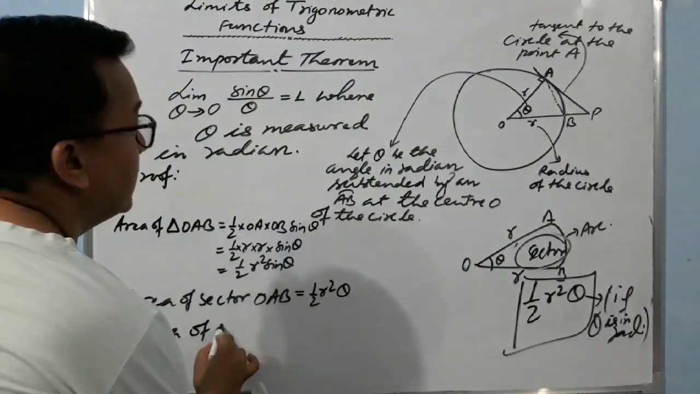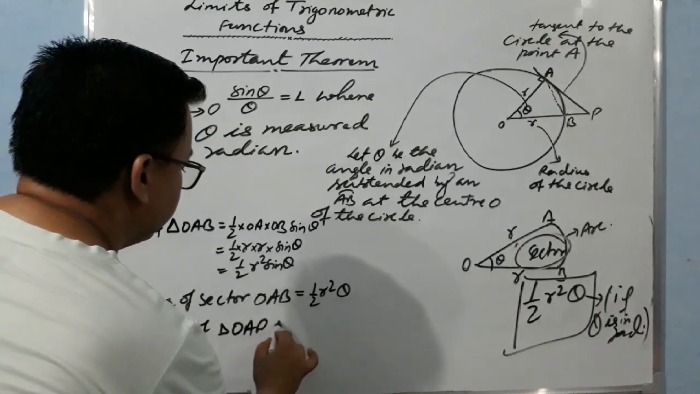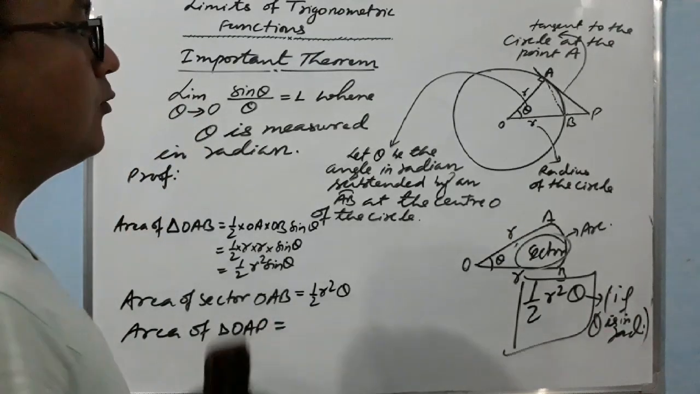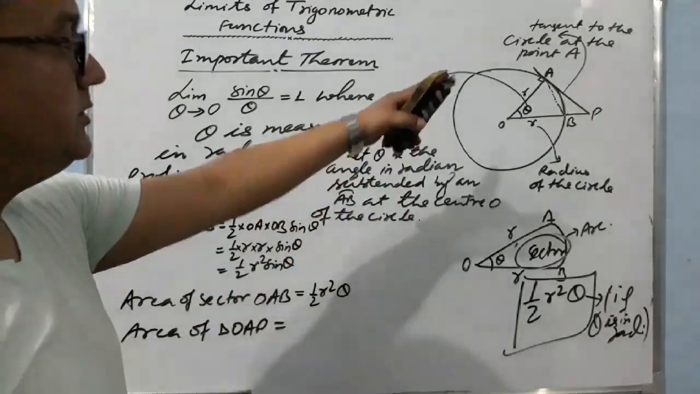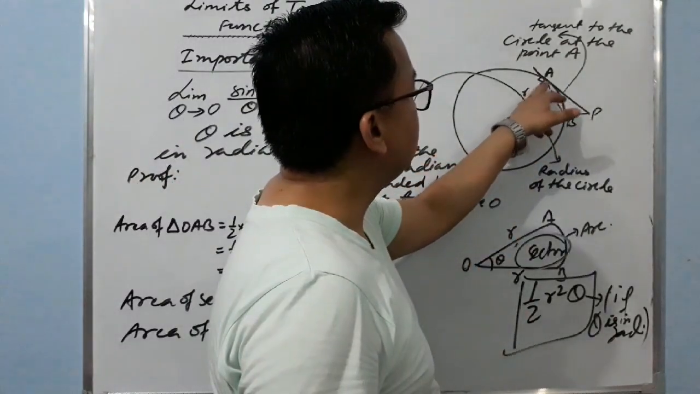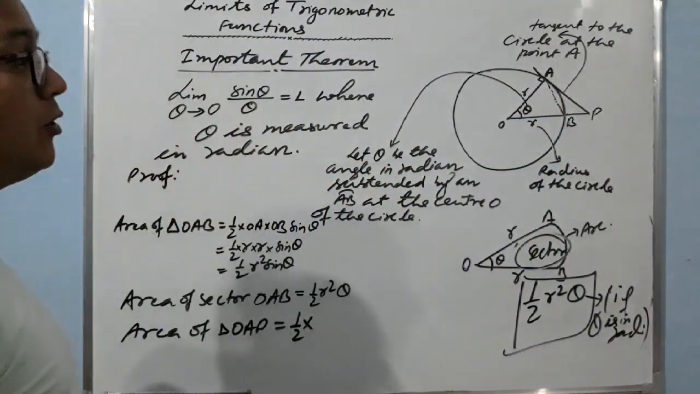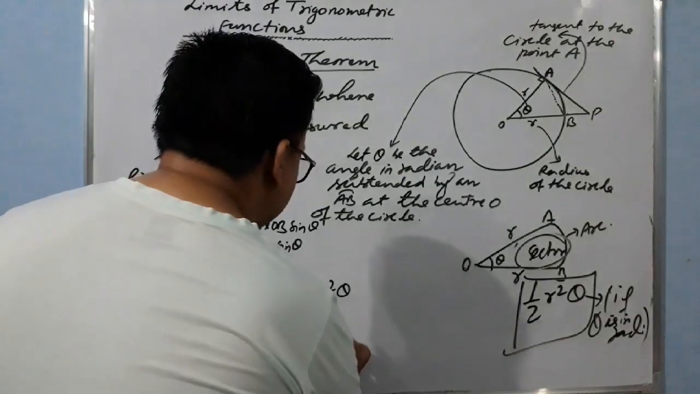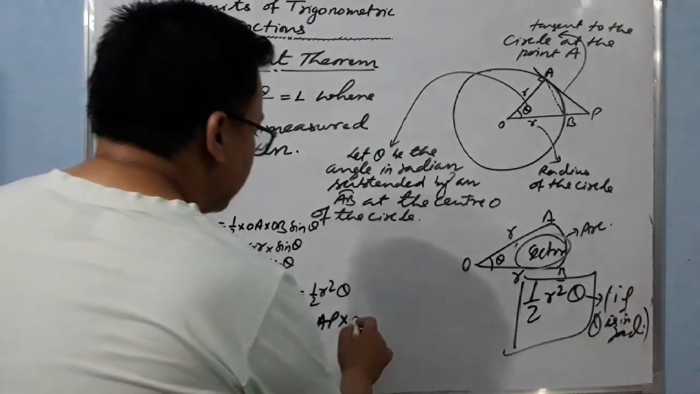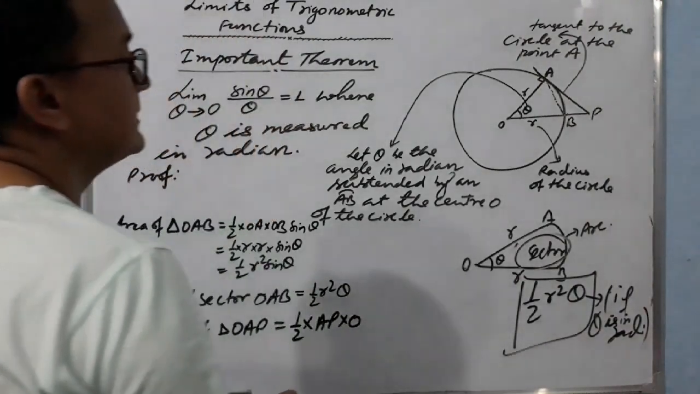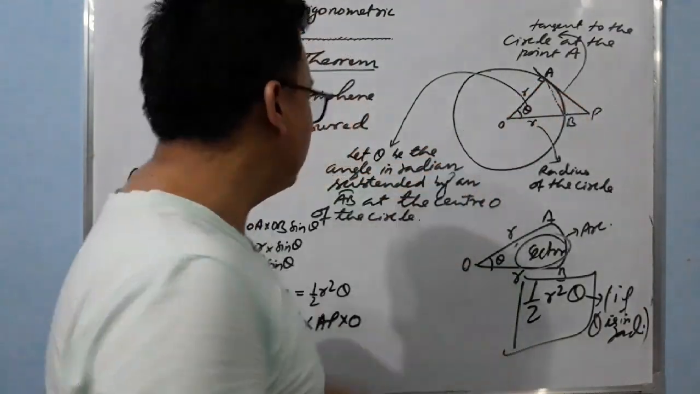Area of the triangle OAP. Listen to me here: OAP is a right-angled triangle, right-angled at A. In the diagram you can see the 90 degrees. Since this is 90 degrees, we can use half times base times height. Sorry, according to the reference angle, AP will be your perpendicular and OA will be your base.